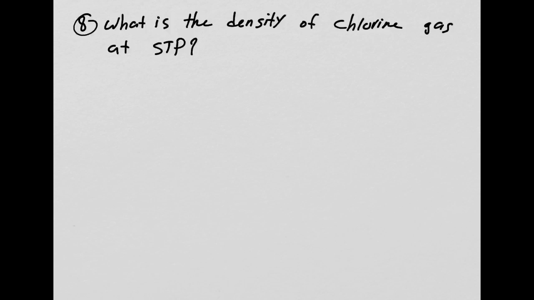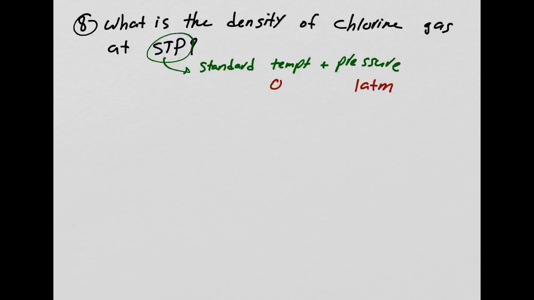What is the density of chlorine gas at STP? What is STP? Standard temperature and pressure. For gases, standard temperature and pressure is 1 atm and 0 degrees Celsius, which is 273 Kelvin. This is the STP for gases. STP for thermodynamics and reactions was different, because we do reactions at 25 degrees, room temperature, but the STP for gases is 0 degrees.